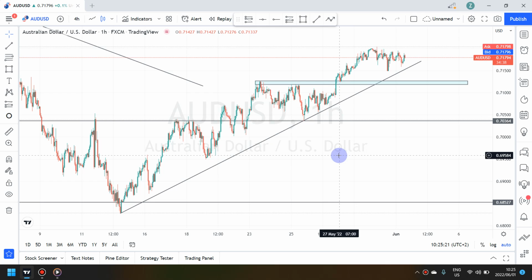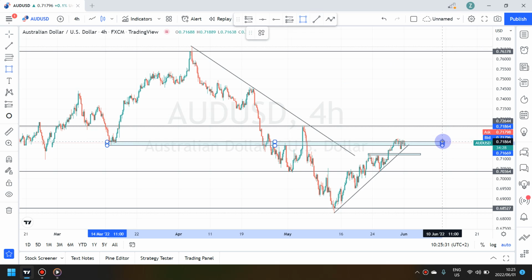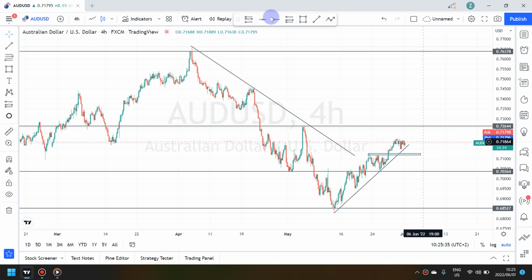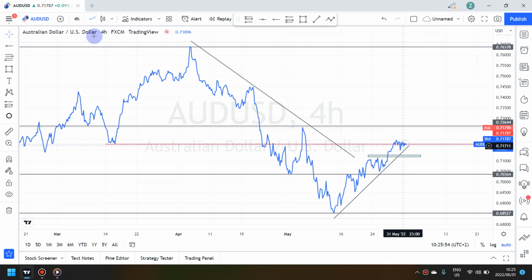So if I move back to the 4 hour time frame, this is a strong area here. Okay, let me throw it in as a key level. Because this is a strong area from the market, hence you see that here the market is sensitive.